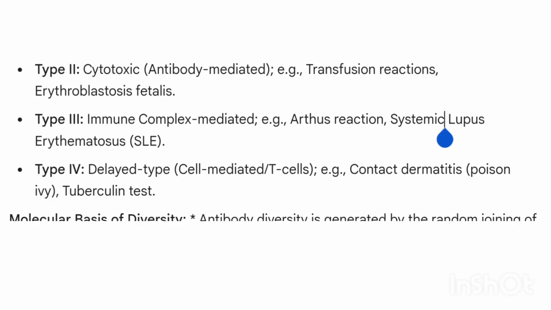Type 3 is immunocomplex mediated. An example is the arthus reaction, systemic lupus erythematosus. Then type 4 is delayed type hypersensitivity. Type 4 is delayed type and it is cell mediated or T cell mediated. Examples for type 4 are contact dermatitis and the tuberculin test.